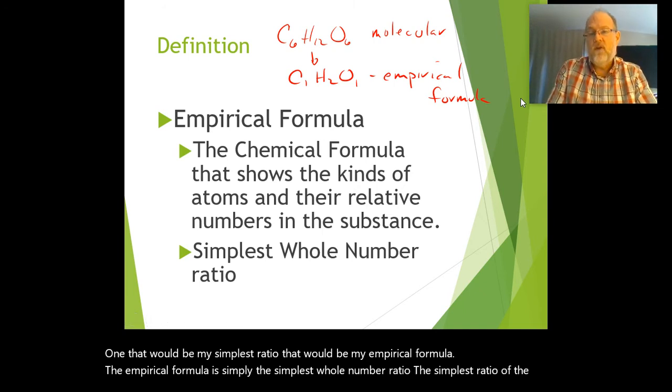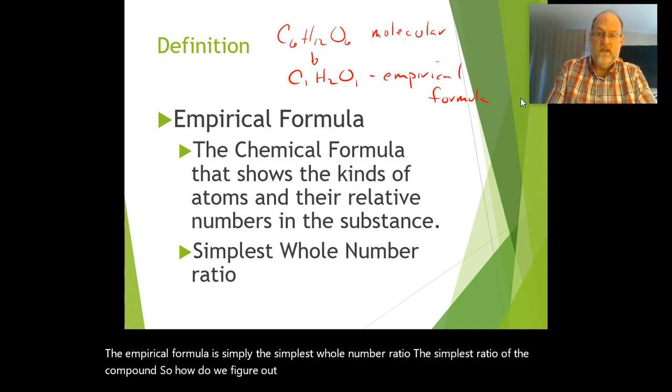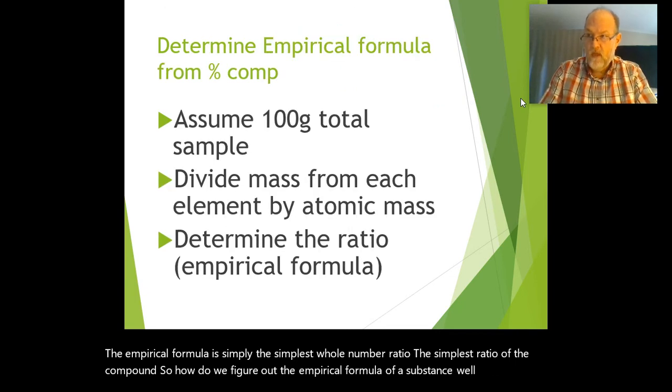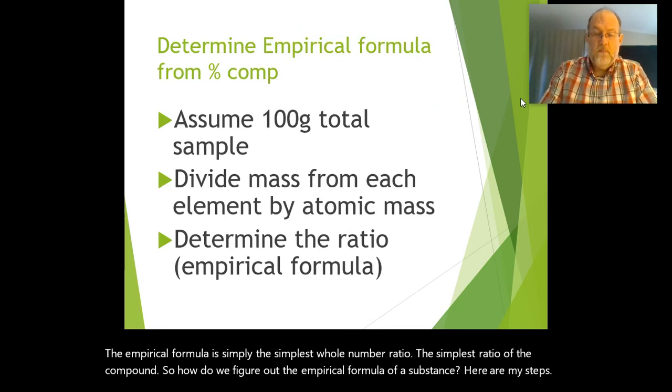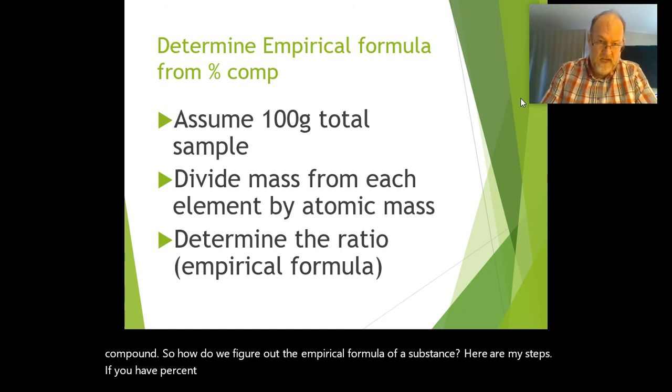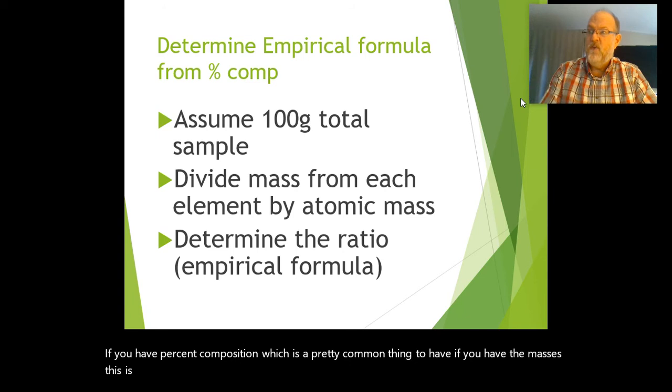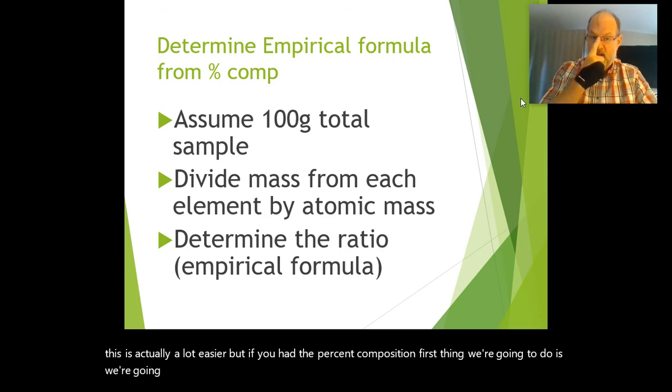So how do we figure out the empirical formula of a substance? Well, here are my steps. If you have percent composition, which is a pretty common thing to have, if you have the masses, this is actually a lot easier. But if you have the percent composition, the first thing we're going to do is assume we have a 100 gram total.